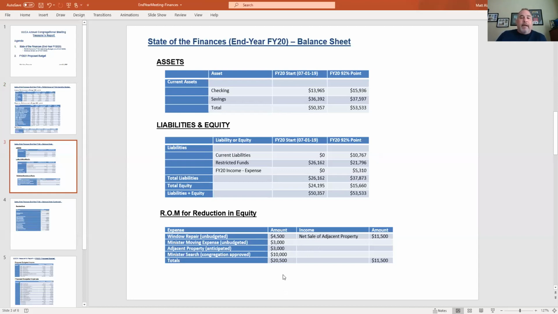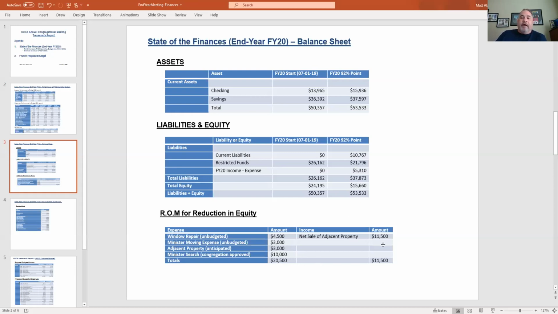Here's how that played out, and this is just a rough order of magnitude. It's not an exact science. We had some window repairs at the beginning of the year that were not budgeted for. We had some minister moving expenses that had not been budgeted for. The adjacent property, before we sold it, we were at an expense rate of about $6,000 a year. We sold it halfway through the year, so we incurred about $3,000 there. And then at the February meeting, we committed $10,000 to the ministerial search. So these three here have been spent. This one has not been spent, but it's been committed. So it falls up here under the restricted funds.